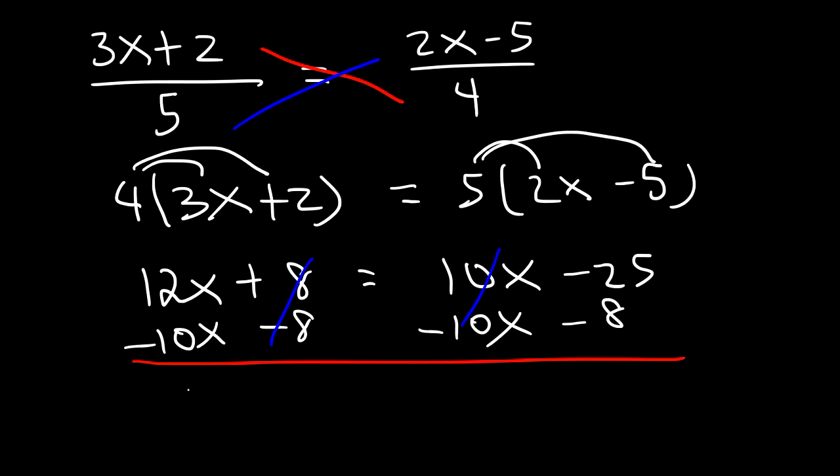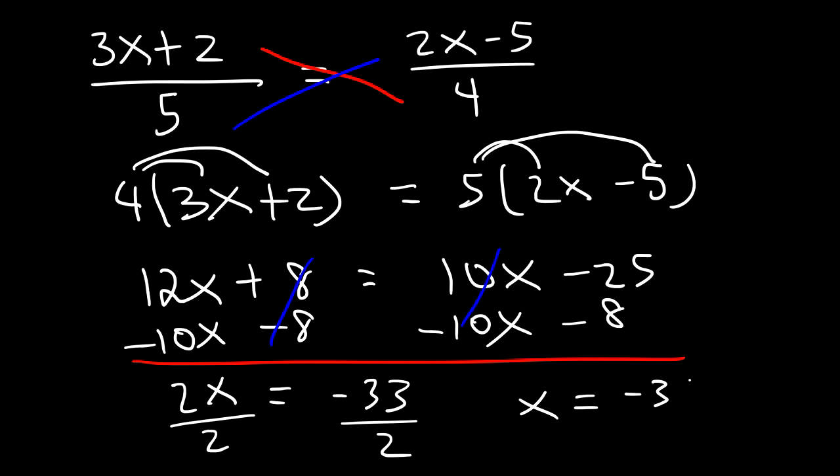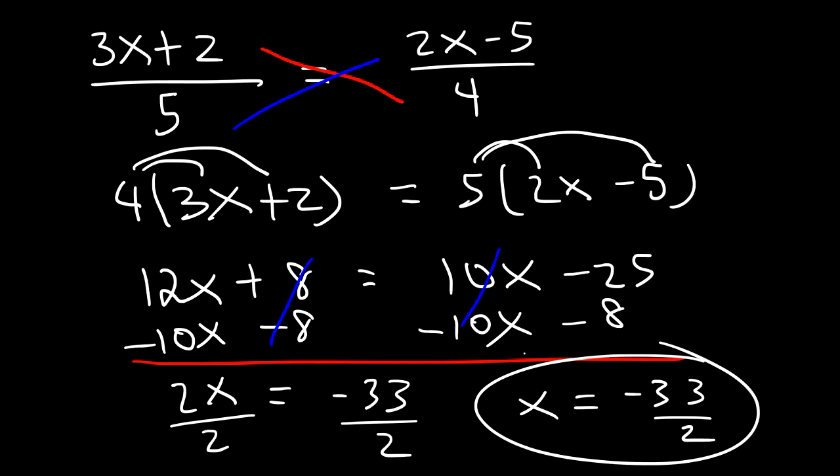12x minus 10x is 2x. Negative 25 minus 8 is negative 33. And then we'll just divide by 2. So x is equal to negative 33 over 2, which is negative 16.5 as a decimal.